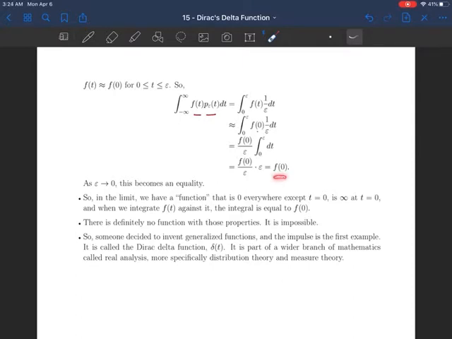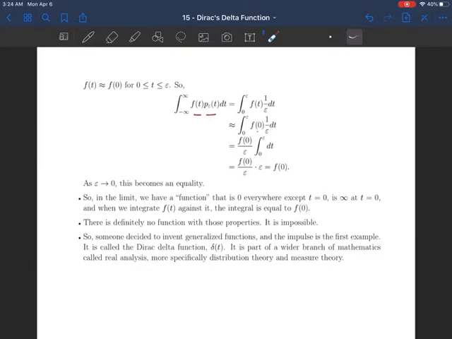So this approximation becomes equal, and the integral of f of t against the limit function, which isn't really a function, is always going to be just equal to the value of f at 0. So in the limit, we have a function that's 0 everywhere except at t equals 0. It's infinity there. And when we integrate f of t against it, which is what we call it when we multiply by something and then integrate, the integral is equal to the value of the function at 0.